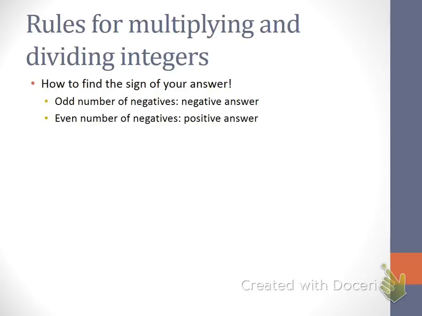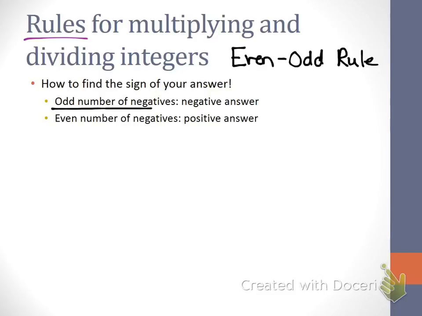Actually, before we do that, we've got to write some rules. Now, our rules for multiplying and dividing integers, I call it my even-odd rule, okay? And here's what it says. If you have an odd number of negatives in the expression, it will be a negative answer. If you have an even number of negatives, it will be a positive answer.